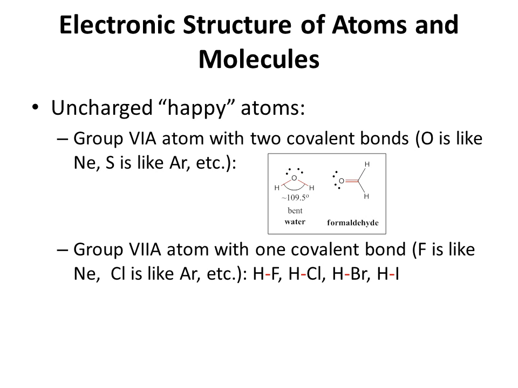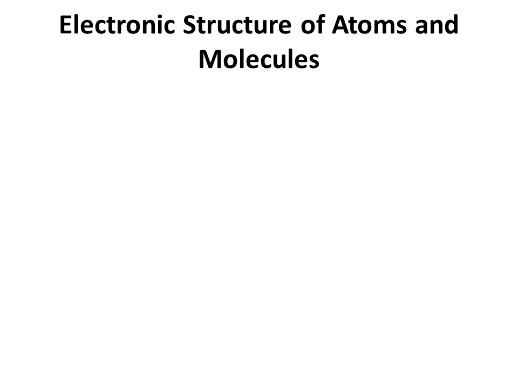For group 7A, these are the halogens. They each form one covalent bond, so no bond angles are involved here. So we have, in the bonding to hydrogen, the acids HF, HCl, HBr, and HI. Now atoms don't have to be uncharged to be happy. We can also have charged happy atoms.